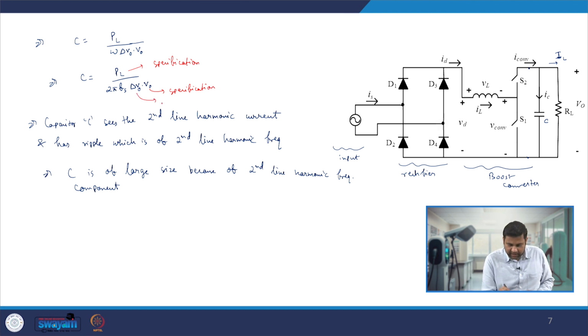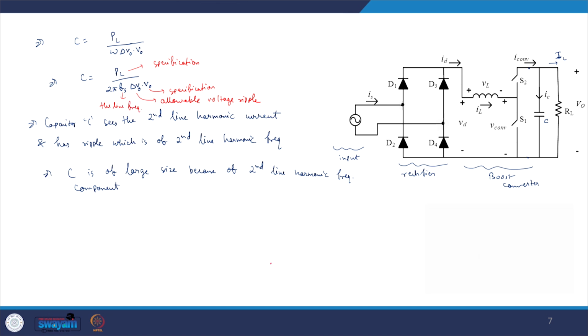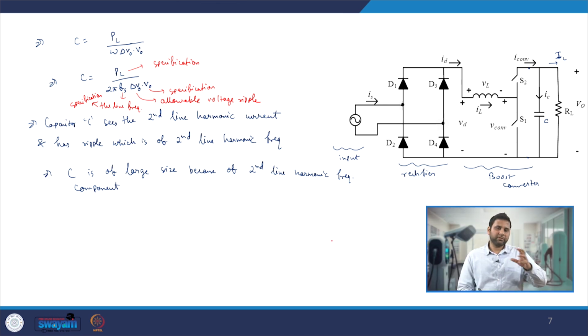Delta V naught is the allowable voltage ripple, which is again one of the specifications, and this Fs is the line frequency, which is again one of the specifications. So, all the things given here will be defined in the specification whenever the specification for this AC to DC power converter is given to you for designing.